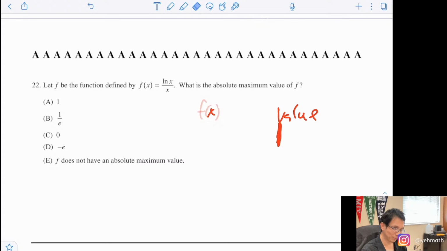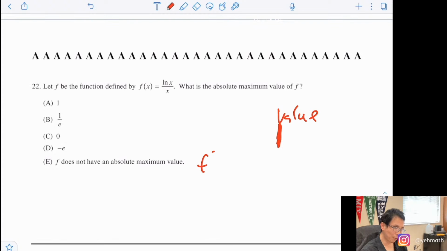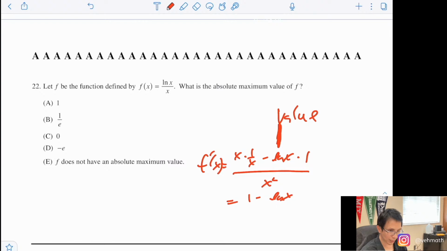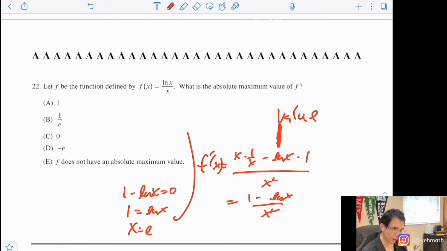There you go. So f prime of x, you probably did it right. Low d high minus high d low over low low. You probably did this one right. You did the hard part right. 1 minus natural log of x over x squared. You got 1 minus natural log of x equal to 0. 1 equal to natural log of x. x equal to e. Now plug it back in. So it'll be natural log of e over e is equal to 1 over e.